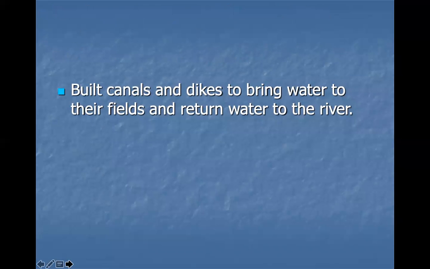They did have irrigation systems. They built canals and dikes to bring water to their fields. One thing you could also do is say, hey, we had a field, I built an irrigation system, I dug it out, and so I could get water to come from the river to my crops. Okay.